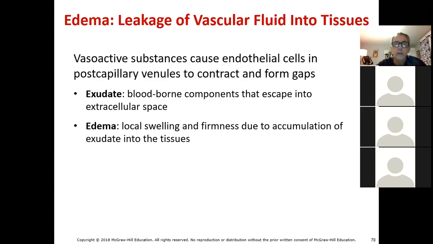So edema, we said, is fluid buildup at the site of inflammation, and these various substances cause endothelial cells and post-capillary venules to contract and form gaps. Exudate is the blood-borne components that escape into the extracellular space during inflammation. Edema is the swelling and firmness due to the accumulation of the exudate into the tissue.